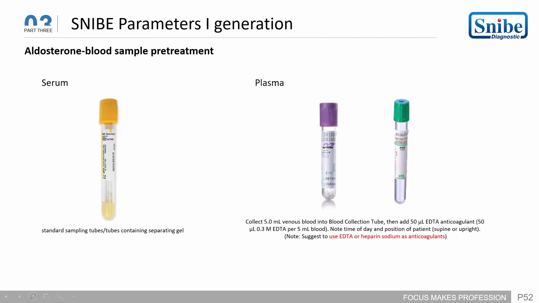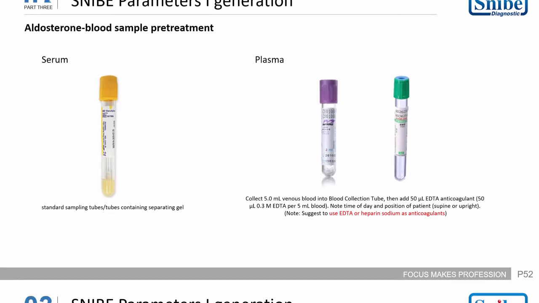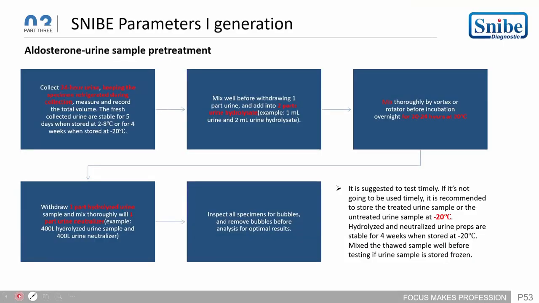So if you go for an aldosterone urine sample pre-treatment, you have to collect 24-hour urine, keeping the specimen refrigerated during the collection, and you have to measure and record the total volume. So the freshly collected urine sample is stable for 5 days when stored at 2 to 8 degrees centigrade, and for 4 weeks when stored at minus 20. So they also show stability for some aldosterone samples at minus 20, and they recommend storing up to 5 days and up to 4 weeks at minus 20 degrees centigrade.